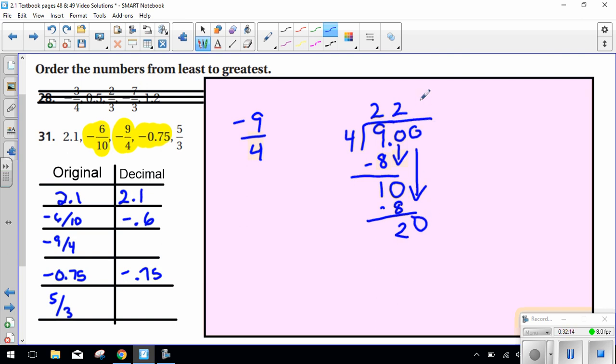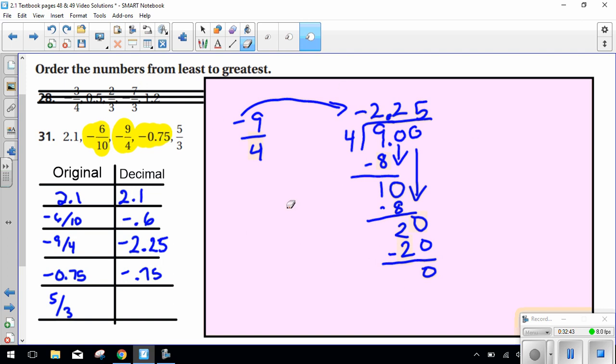4 goes into 20 5 times. 5 times 4 is 20. Subtract. Nothing left over. Decimal point goes straight up. And negative. Just bring the negative sign over. So negative 9 over 4 is worth negative 2 and 25 hundredths. Okay, if you still need this division, pause now because I'm going to erase it.